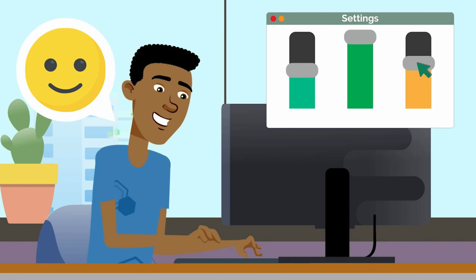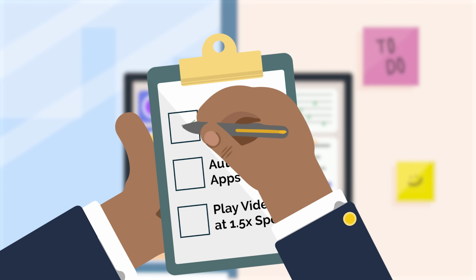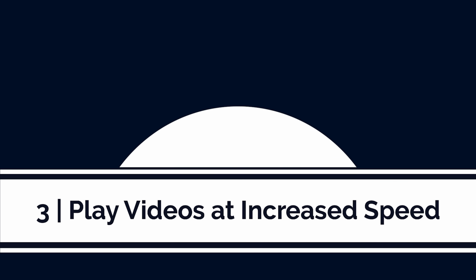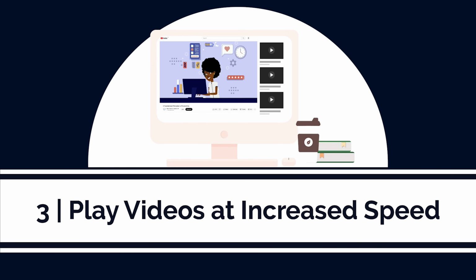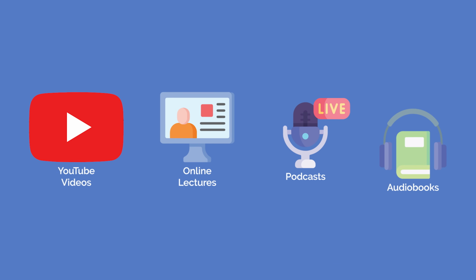Do whatever you can to reduce friction. Once you have the workflow set up, review them on a regular basis. Continue to add to and improve your list. Third, play any audio or video at increased speed. This goes for educational YouTube videos, online lectures, podcasts, and audiobooks.